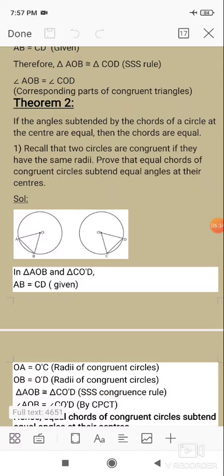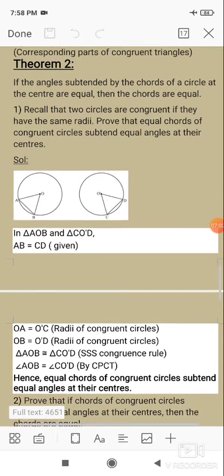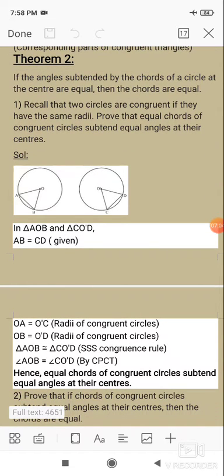Same type of question itself. So, in triangle AOB and triangle CO'D, the two circles are separate. AB equal to CD, that is given, the two chords are equal. OA is equal to O'C, radii of congruent circles. OB equal to O'D, that is also radii. So, triangle AOB is congruent to triangle CO'D using the SSS congruence rule.